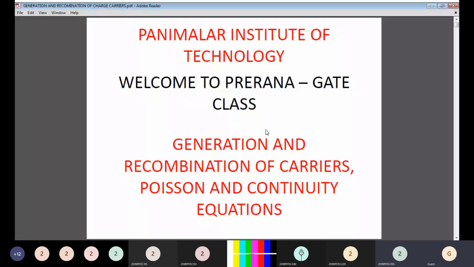In today's class, we are going to discuss generation and recombination of carriers, Poisson and continuity equations, also the GATE problems associated with this topic. In the last two classes, we have seen the PN junction diode, Zener diode, and IC fabrication, both the theoretical part and the problem part. Likewise, in today's class also, we are going to discuss charge carrier recombination, the Poisson and continuity equations, and also problems on this particular topic.